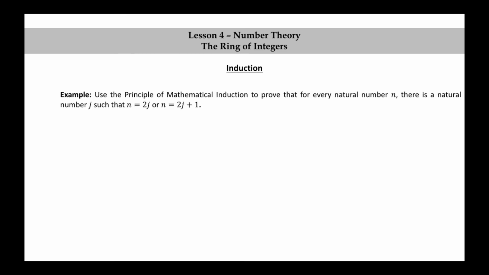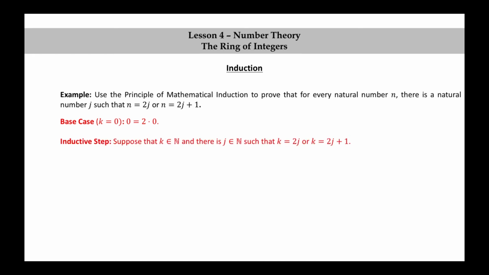Another example. Use the principle of mathematical induction to prove that for every natural number n, there is a natural number j such that n is equal to 2j or n is equal to 2j plus 1. Base case, k equals 0. 0 is equal to 2 times 0. The inductive step. Suppose that k is a natural number and there is a natural number j such that k is equal to 2j or k is equal to 2j plus 1.